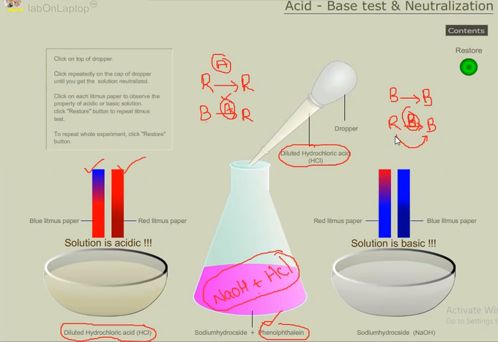We know if red paper turns into blue, which type of solution is that? Basic solution. Is it clear? If red paper turns to blue, that is basic solution. If blue paper turns to red, that is acidic solution. Is it clear? Now look at the neutralization reaction.